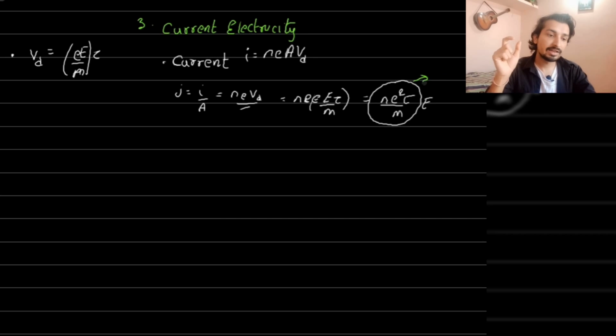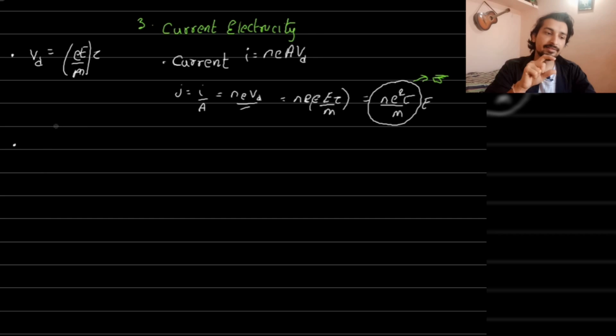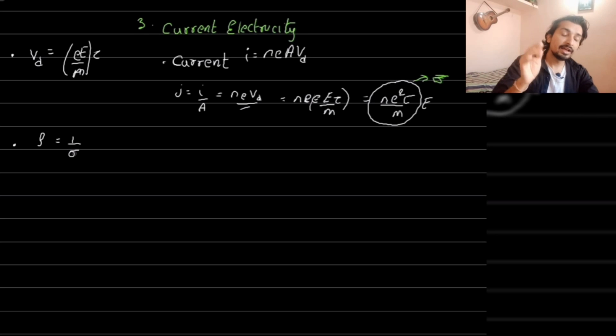So if you separate that electric field, this ne square tau by m can be written as conductivity, sigma. Sigma is nothing but conductivity. I have written it in green pen separately so you can see, because it's a very important equation. What is conductivity? ne square tau by m. And the inverse, the reciprocal of conductivity, is nothing but resistivity. Conductivity means how much current it is allowing to flow. Resistivity means it's opposing the current. So it's nothing but the reciprocal of this one.